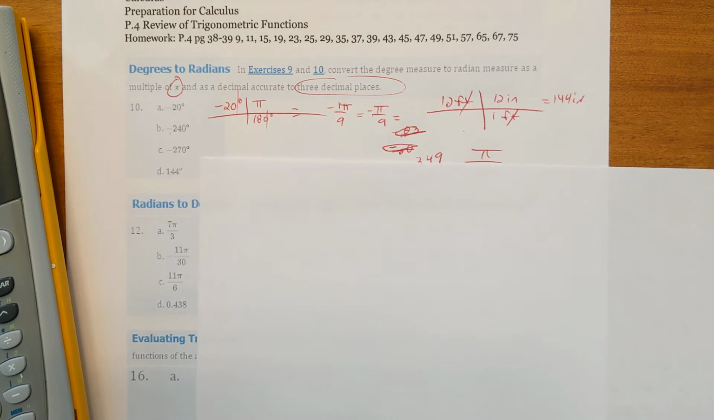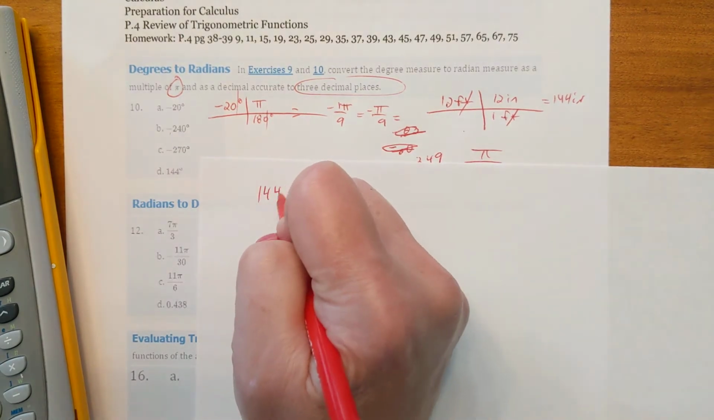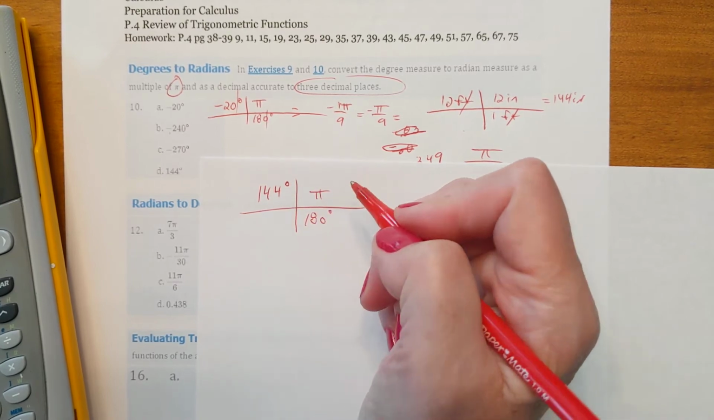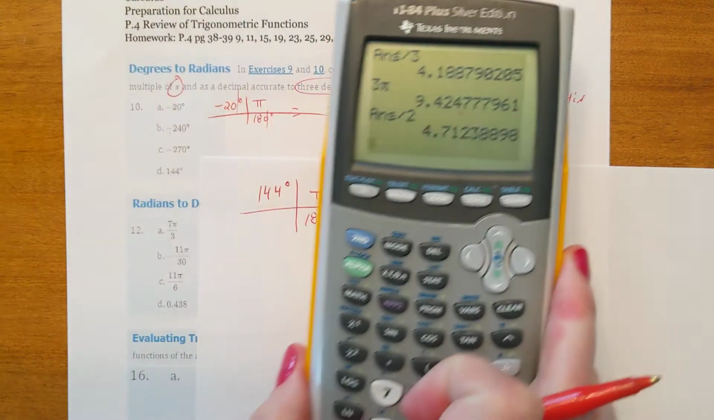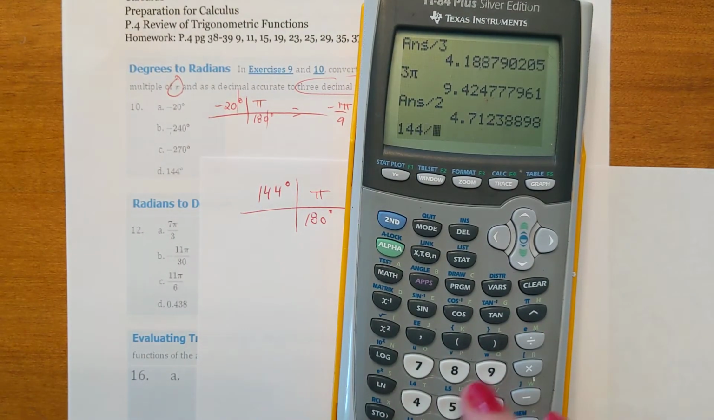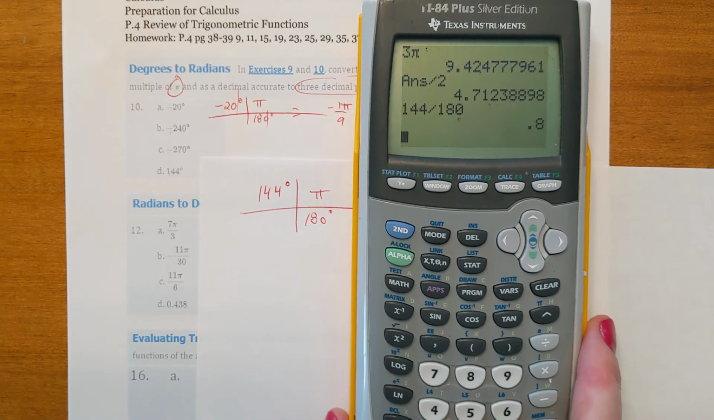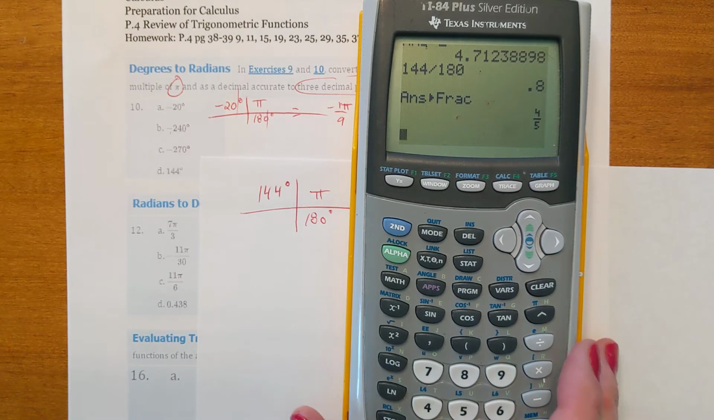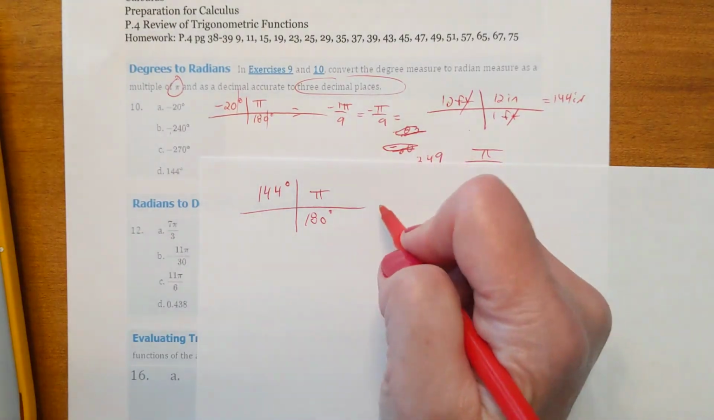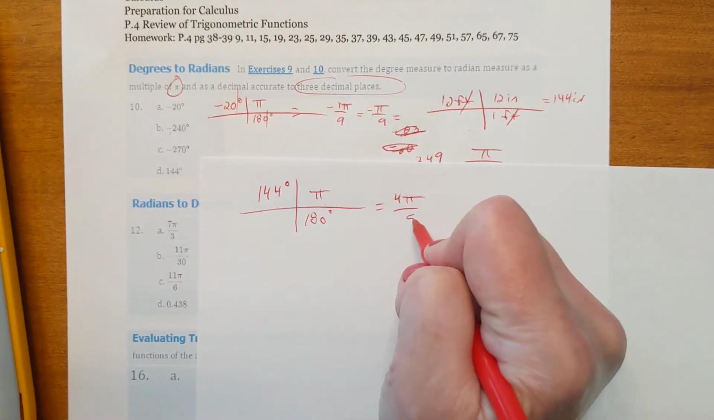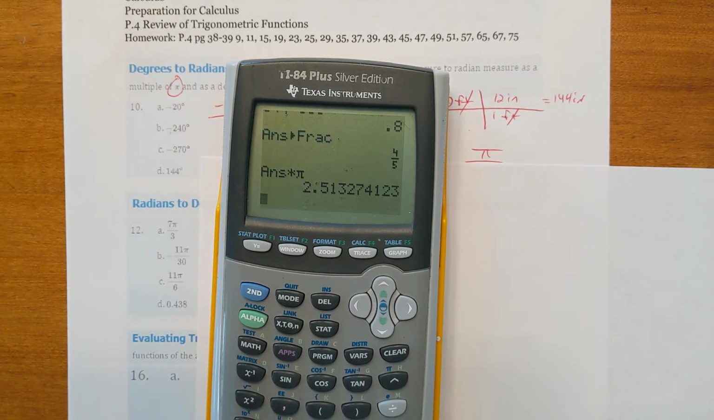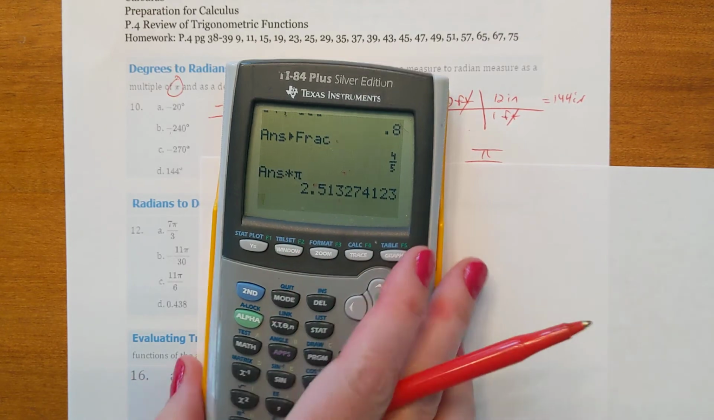Okay, the last one, 144 degrees. So put the 180 there and the pi on top. I'm going to use my calculator to clean that one up. So 144 divided by 180, and then hit math, enter, enter, and it makes it 4/5. So 4/5 pi. And we could change that then to decimal, times pi, so that's 2.513.